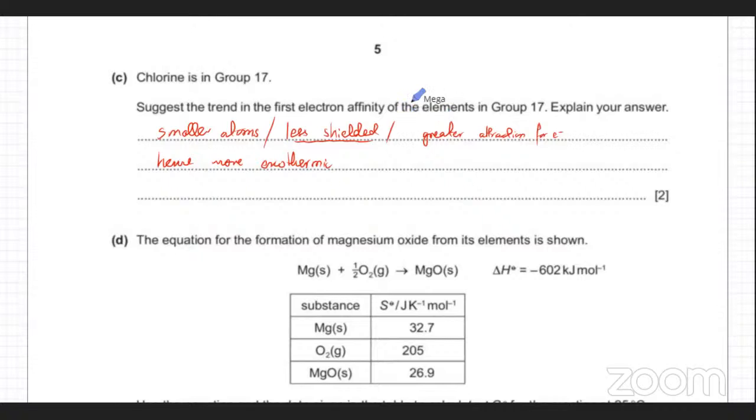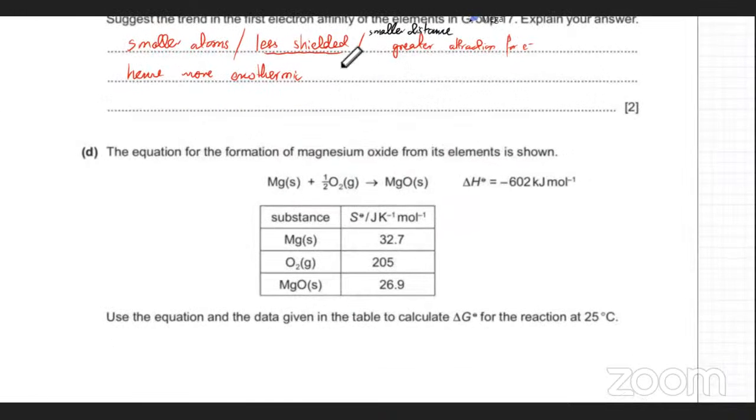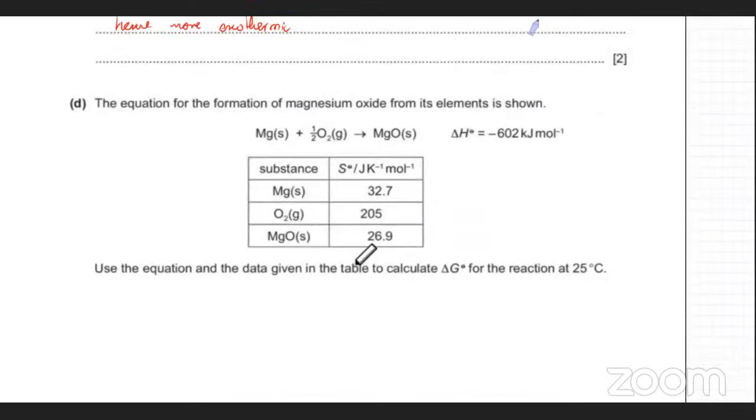So up the group, there's going to be a smaller distance. Down the group, the smaller atoms are going to be more exothermic. So we should have listed all the factors, even the ones that are not mentioned. That would have been correct.